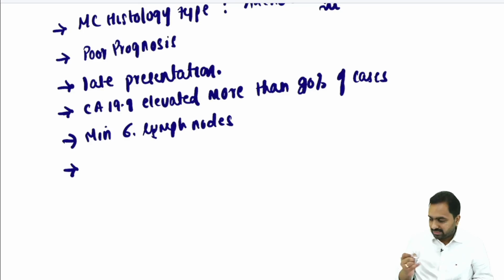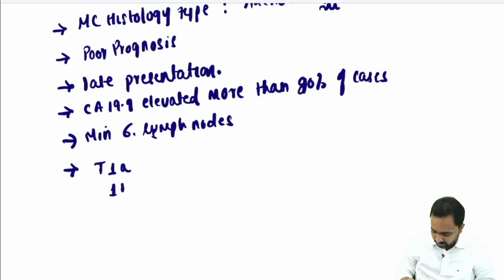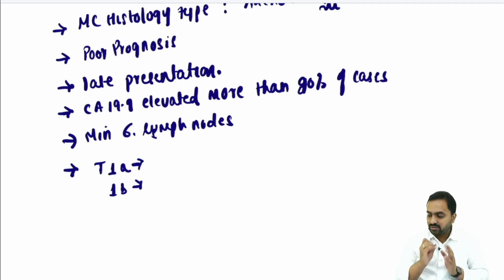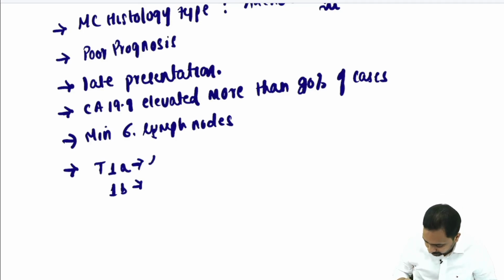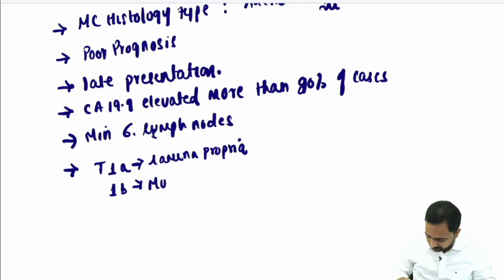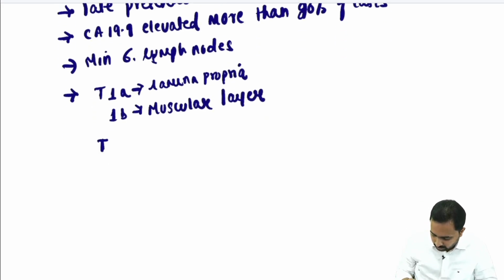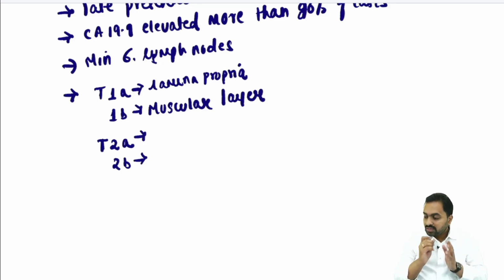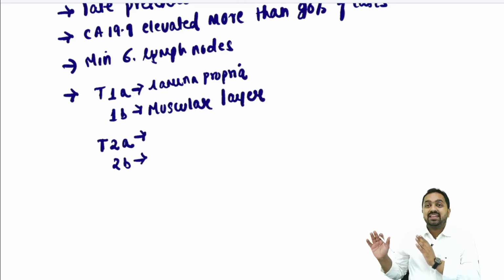One of the potential MCQs which I feel can come in gallbladder is the T staging of the gallbladder. So let's discuss in short regarding the T staging. So T1 is classified as T1A and 1B. 1A is the tumor which is confined to the lamina propria. Now 1B is the tumor which is confined to the muscular layer. T2 is further into two parts, 2A, 2B. So what is 2A? It is the perimuscular connective tissue on the peritoneal side invasion.